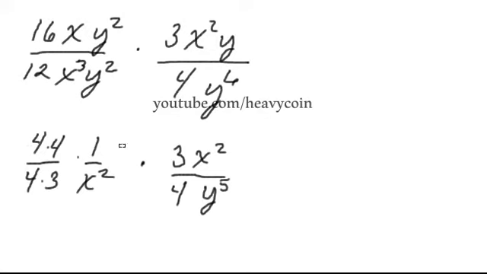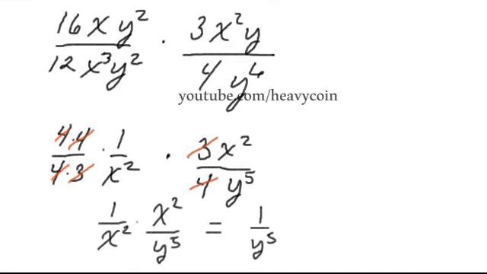Alright, so we'll be able to cancel out the 4's. Those will stay the same. And you know what? We can also do this. We have a 3 down here, a 3 up here. A 4 down here, and a 4 up here. Well, as you can see here, these x squareds will cancel out, and we'll be just left with 1 over y to the 5th.